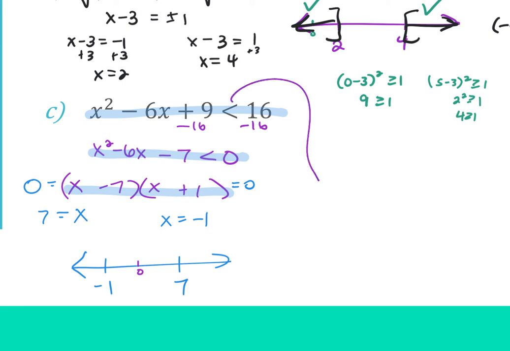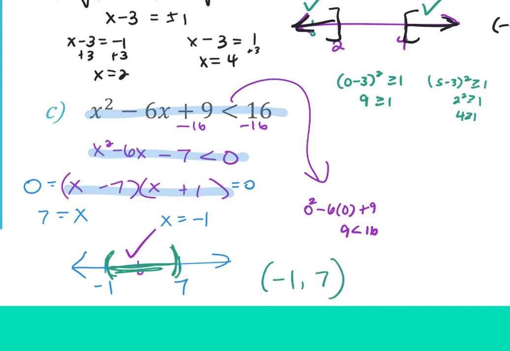If I do it in the top, I'd get 0 minus 6 times 0 plus 9, or 0 squared. 9 is less than 16, so the middle range works. It's a parentheses, and it's pointing in between. Again, if I wanted to be sure, I'd plug something less than negative 1, greater than 7, and see that it does not work.